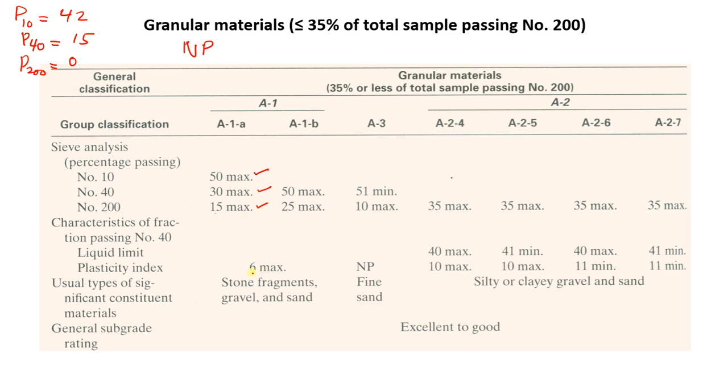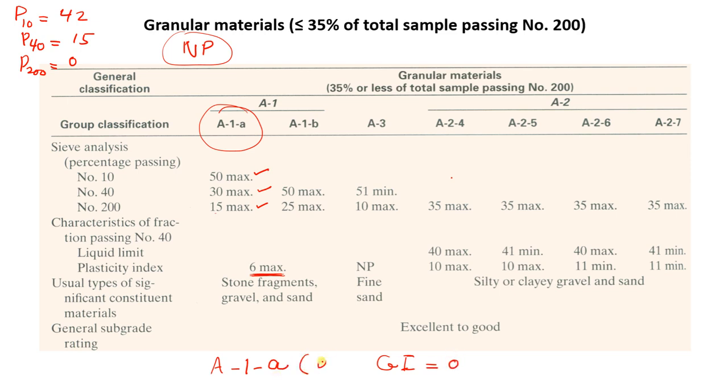And here you see it says plastic limit can go up to maximum 6. So it could be non-plastic and up to maximum 6. So in our case we have no value. So we are going to select this soil. So this is going to be our soil A1A, and you are going to calculate the group index, and when you calculate group index you will see that it is going to be 0.